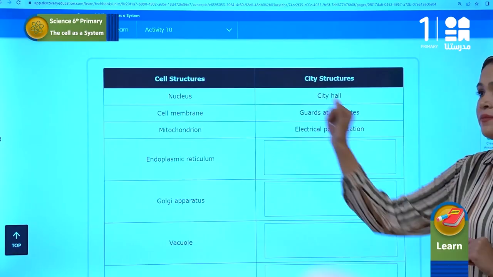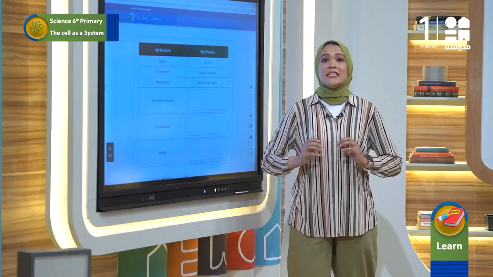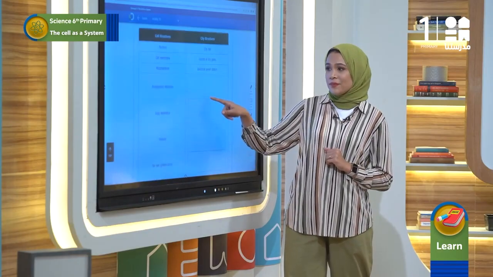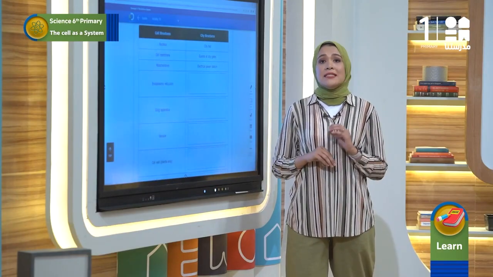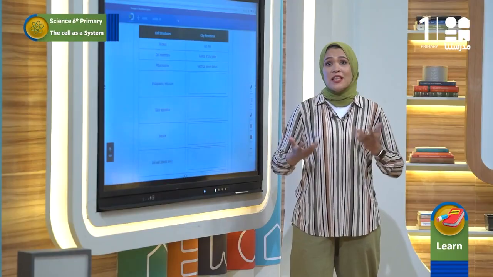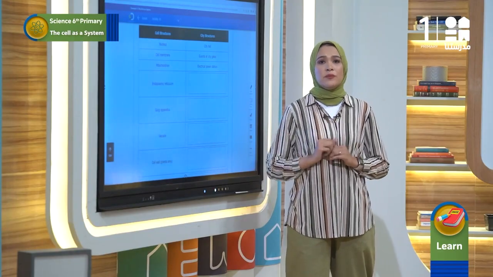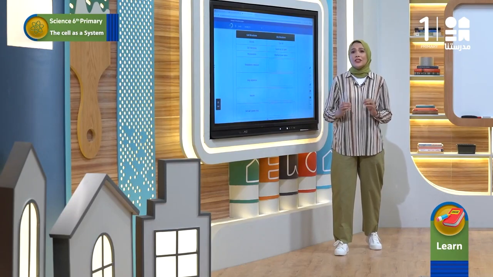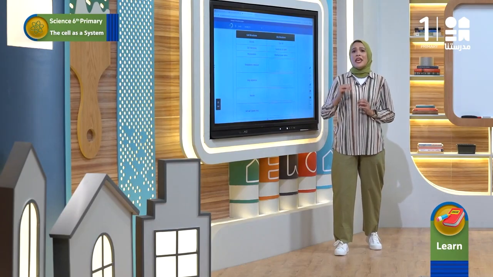Cell membrane can be guards at the city gates, as it protects the city. Mitochondria can be an electric power station as they provide energy. Now, take your time to discuss with your colleagues and determine the remaining organelles in the same way.